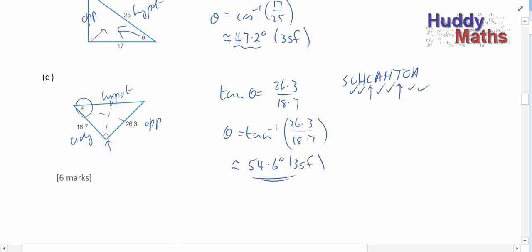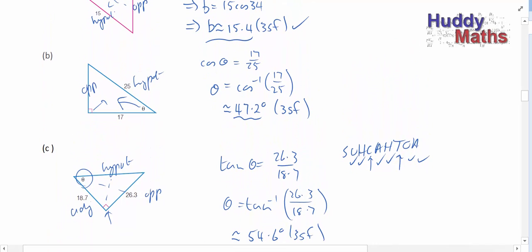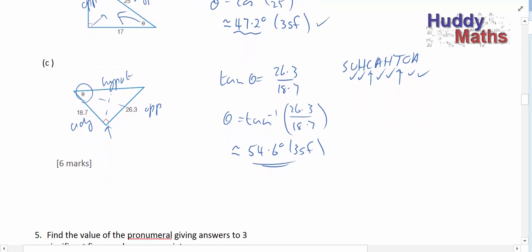Okay, so same marks here. I left the marks off of this one. So 1 for picking the right ratio, 1 for the answer, and the same here, right ratio tan, 1 for the answer. So you have a mark here out of 6.